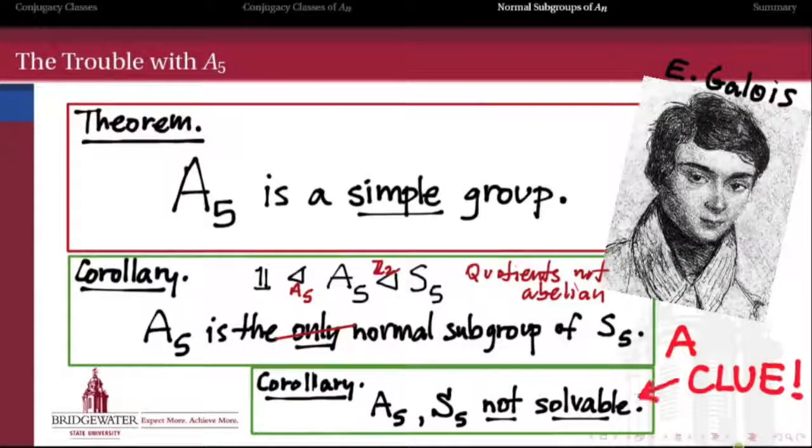And in the Galois theory that we're going to get to, this is one of the biggest clues of all: when we go from alternating and symmetric groups on 4 symbols to alternating and symmetric groups on 5 symbols, suddenly we lose the property of solvability that we could take for granted with fewer symbols.